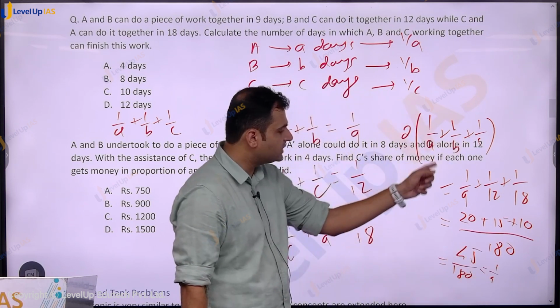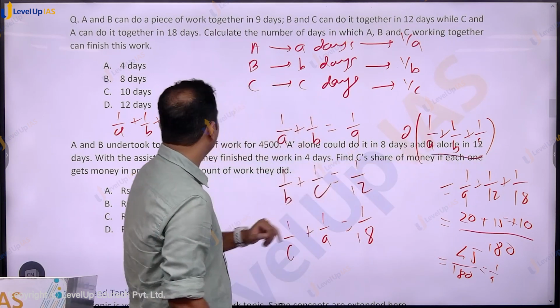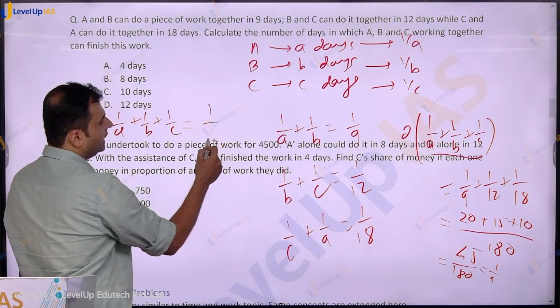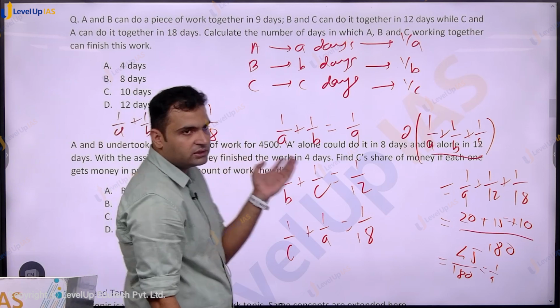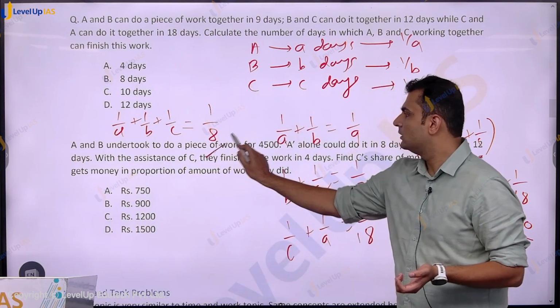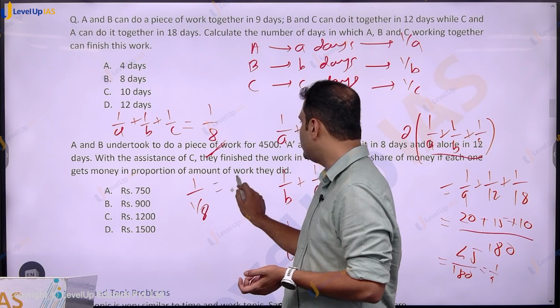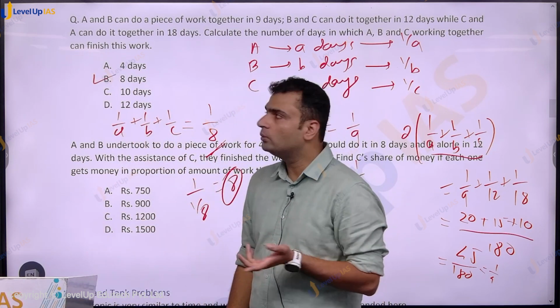So the addition of the three is 1 upon 4, the addition of the three into 2. So what is the value of only 1 by A plus 1 by B plus 1 by C? 2 can go that side, so this is 1 upon 8. Correct. So this much work they will do in one day if they work together. So how many days will it take? 1 upon 8, so 8 days. Answer is B. Fine. I hope you get it.